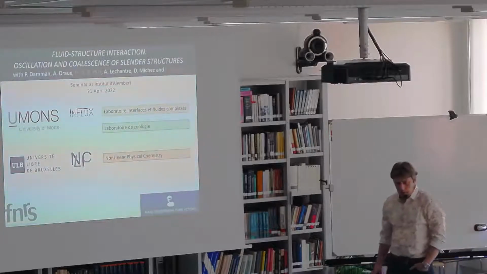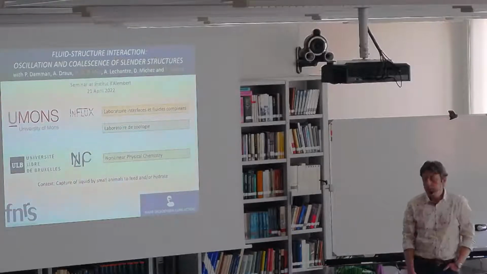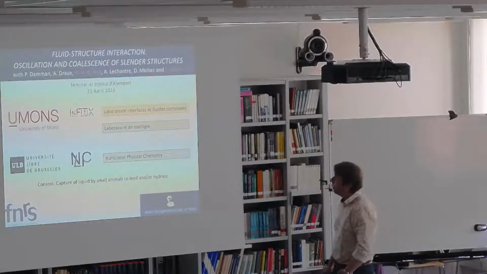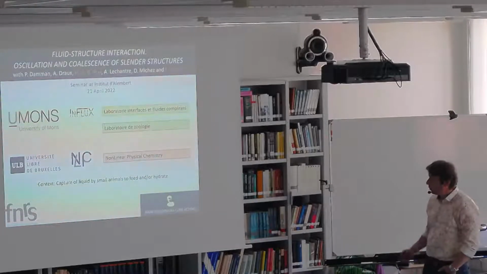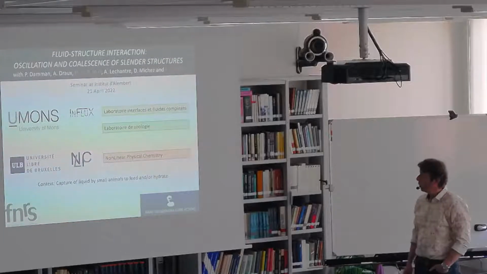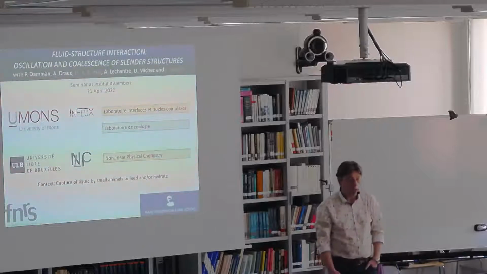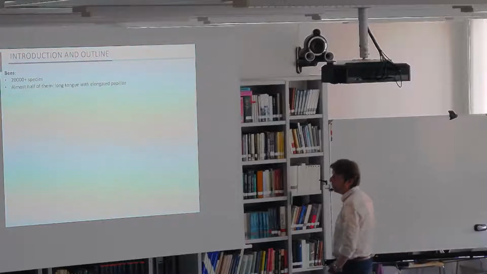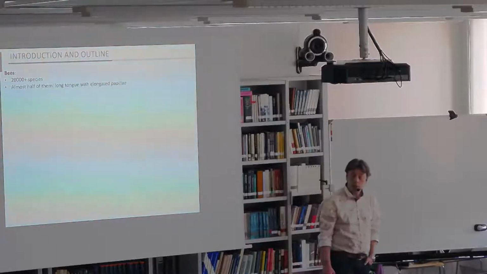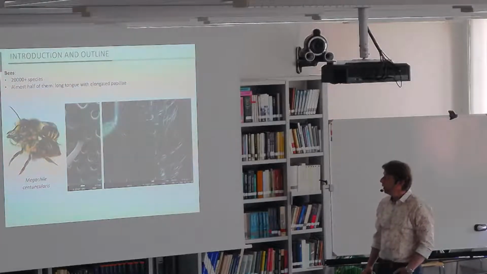So this work has been performed in the context of a project where we try to understand how some animals capture fluid to feed or to hydrate. This is why we work with biologists. And for the moment, we are interested by bees. So there are more than 20,000 species of bees, and almost half of them are characterized by a long tongue decorated with elongated papillae, as you can see on those same images.